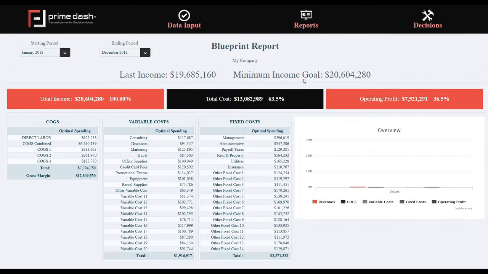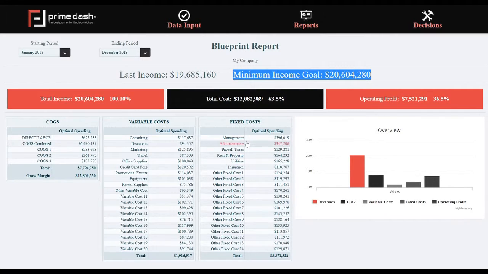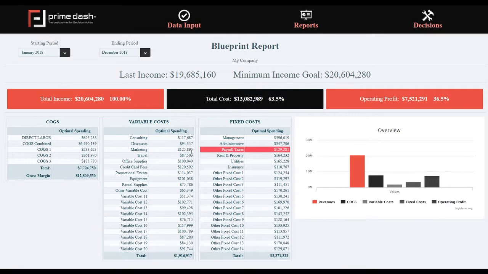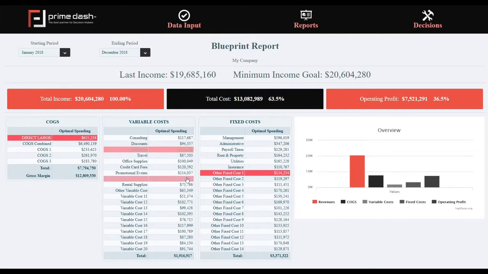Once the company's data is added, PrimeDash performs an in-depth analysis of the company's financial infrastructure, growth pattern, revenue, and cost models. This comprehensive analysis is then used to automatically generate an optimal financial model for the company to follow in the next period. The Blueprint Report gives the decision maker the minimum income goal the company should seek to achieve. It also provides the maximum amount to spend for each cost line item specific to the company. If this blueprint is followed as suggested, then the company should expect to generate the optimal operating profit as calculated automatically by PrimeDash.